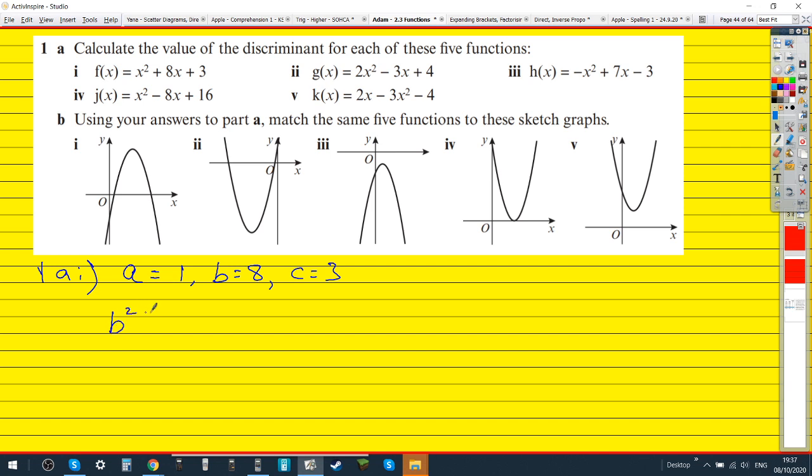It is b squared minus 4ac. Oh, right, yeah. Would it be all square rooted, or would it not be? You don't need to. Oh, okay. So it'd be 8 squared minus 4 times 1 times 3. Mm-hmm. So it'd be 64 minus... Put it into the calculator. Okay. Yeah.